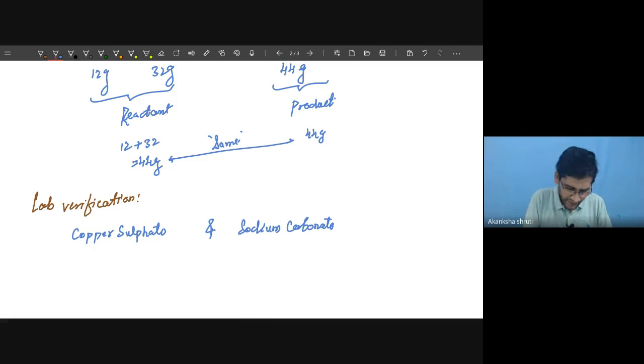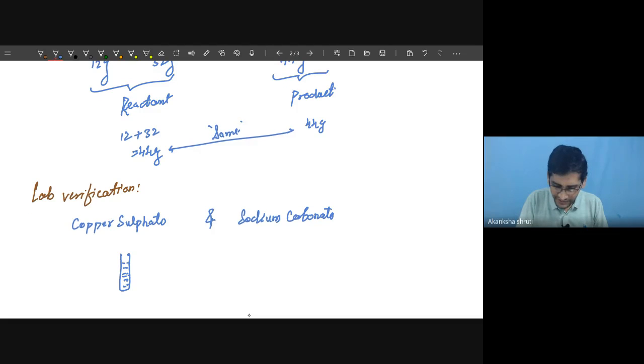Student, you take this copper sulfate in a test tube. The test tube is like this. You take this sodium carbonate in larger amount, the solution of sodium carbonate. Take it in a jar.